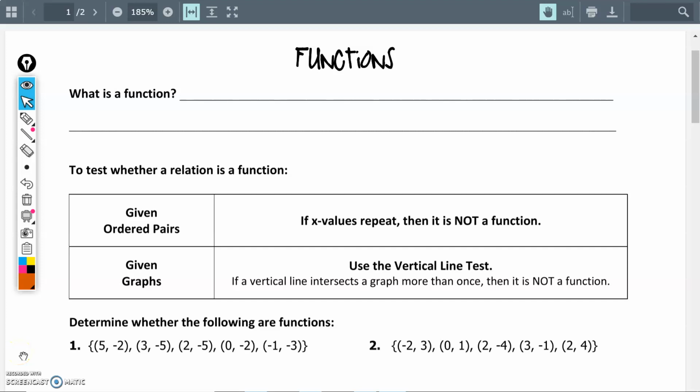Guys, today's video is on functions. We're going to get through this page pretty quickly, not too bad of a material, and then maybe we'll get to something else called evaluating functions. So what is a function?